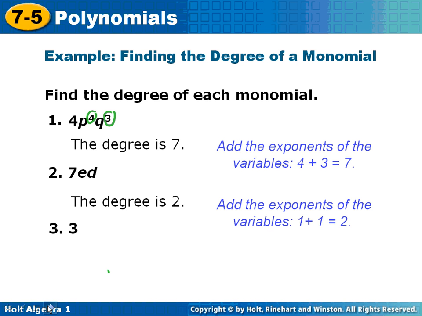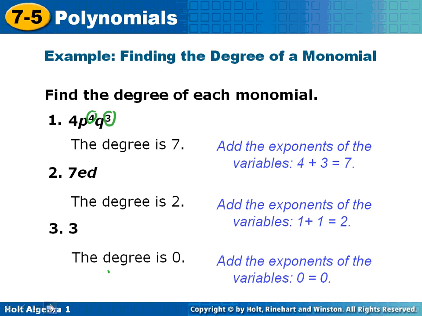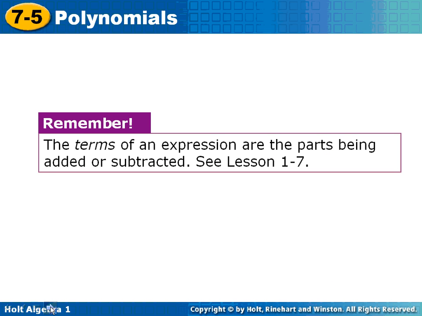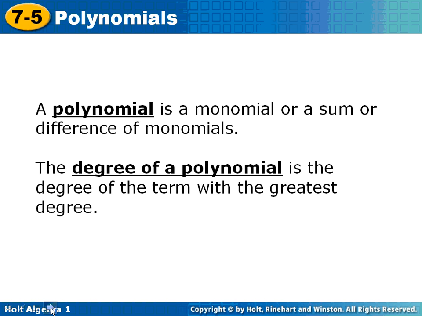Now, do you remember what we said about a constant? A constant has a power of 0. So the degree would be 0. Okay, remember that the terms of an expression are the individual parts that are being added or subtracted that make up the polynomial. A polynomial is a monomial or a sum or difference of monomials.